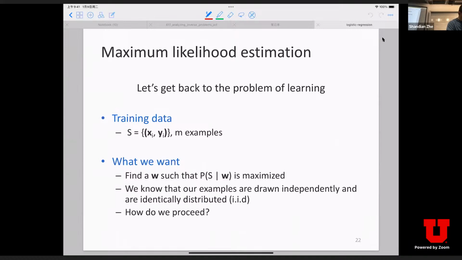Again, let's go back to the learning problem. Suppose we have collected M training examples, which are pairs of input feature vectors and labels. The label is either -1 or 1. What we want is to find a model parameter, which is the weight vector W, such that the probability of the data, namely the likelihood of the data, is maximized. Here we know that our examples are drawn independently and identically distributed, namely the IID assumption. Then the question is, how do we proceed?